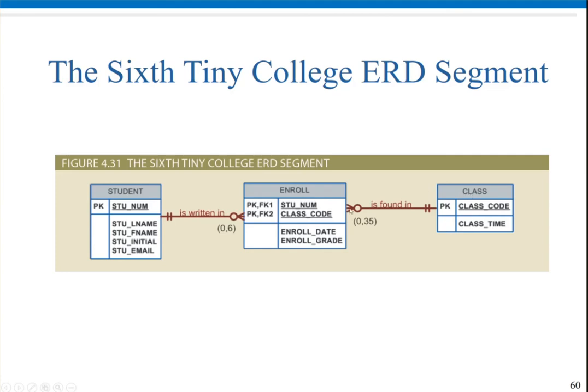So we have one strong relationship and we have one weak relationship in here. So again, we can have a class that can have 0 students, maybe nobody signs up in it, but the maximum would be 35.